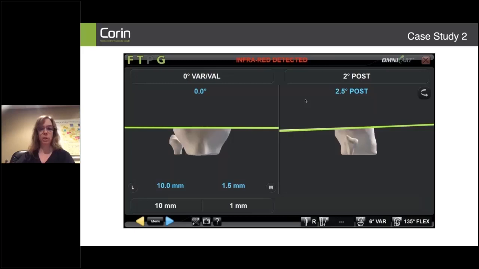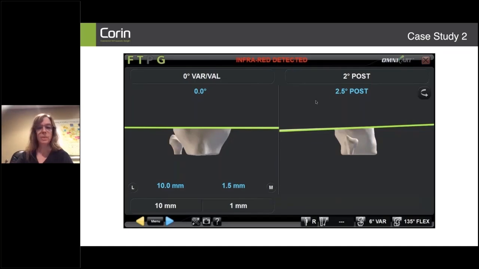This is our validation of our tibial cut. You can see this is a little bit more standard. Our previous case had 8 medial, 2 lateral. This is more of a standard varus knee. You can see we have a 10 lateral and a 1 medial plan. When we validated, we had 10 lateral, 1.5 medial.